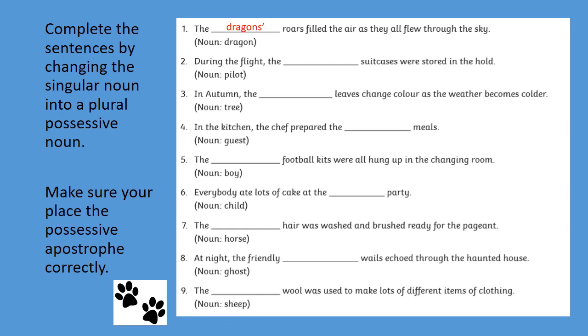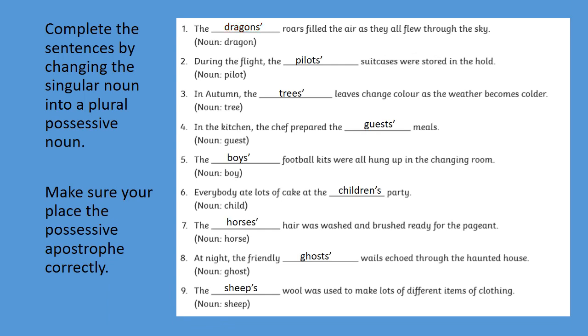Excellent. How well did you do? The tricky ones there: numbers 1 to 5 should be quite easy to spot, writing the word as plural and adding our apostrophe at the end. Whereas number 6 and number 9 are a bit trickier.